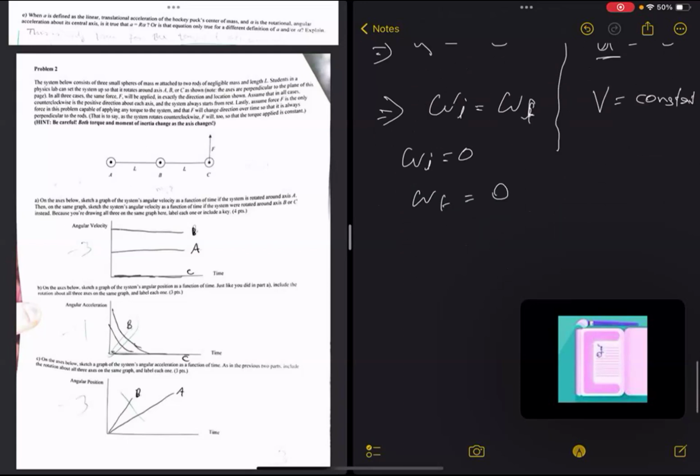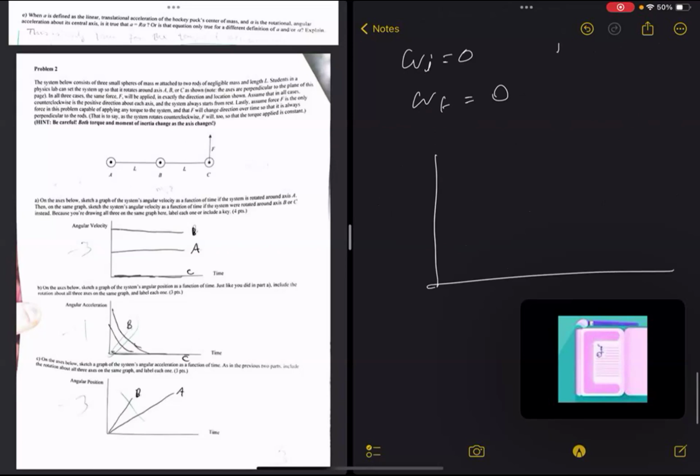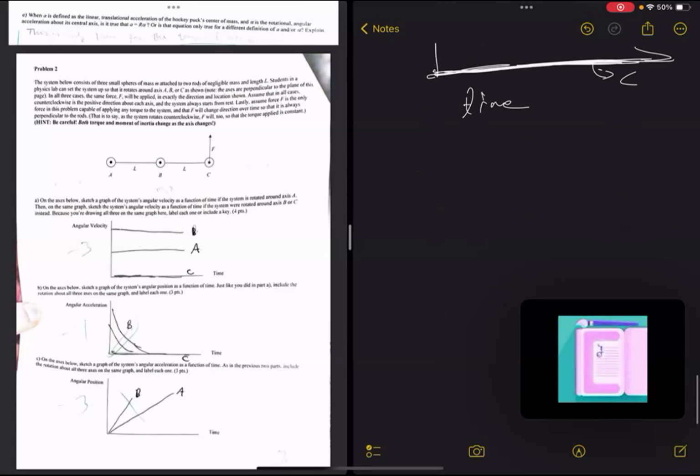So here the angular velocity graph of C will go like this. It will coincide with the x-axis. So this is for C. Now let's go for B. I think now you can do it for B, right? So for B, you will have some torque.